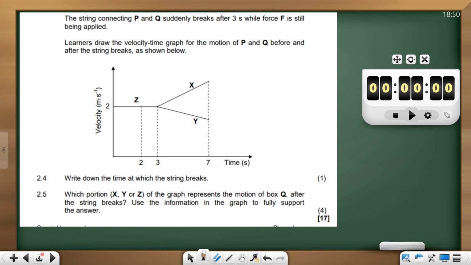Write down the time at which the string breaks. What's the time? That's 3. That's very easy there. It's too easy, so you're going to doubt it. 3 seconds. Thank you, Naseeba. At least Naseeba is not doubted.